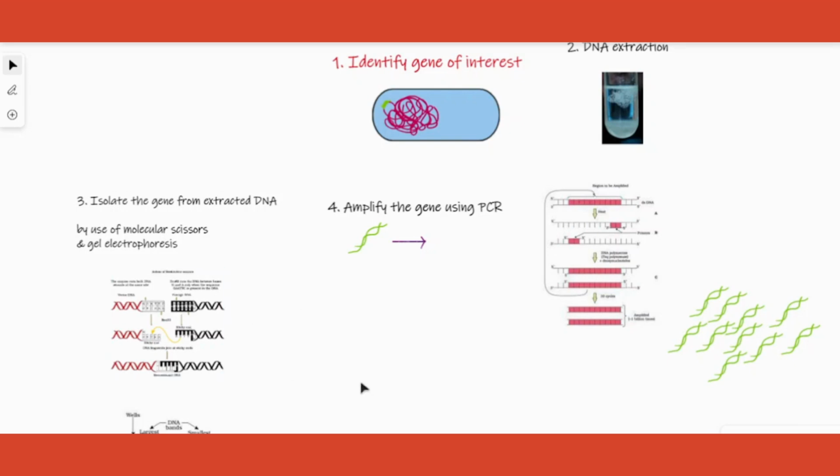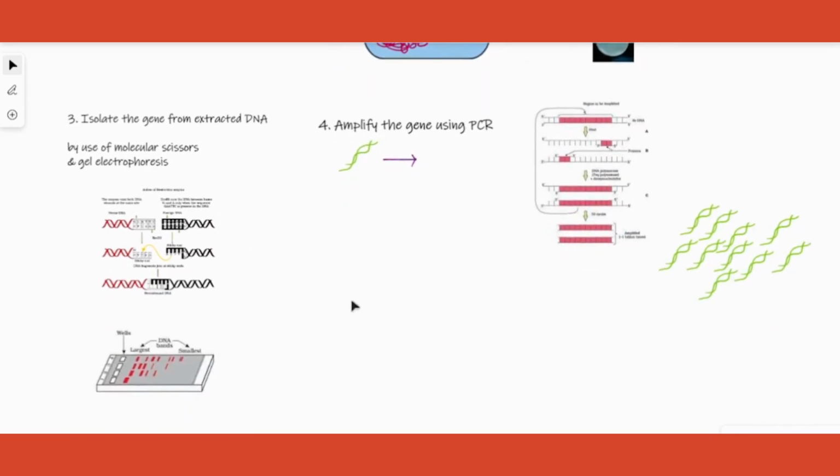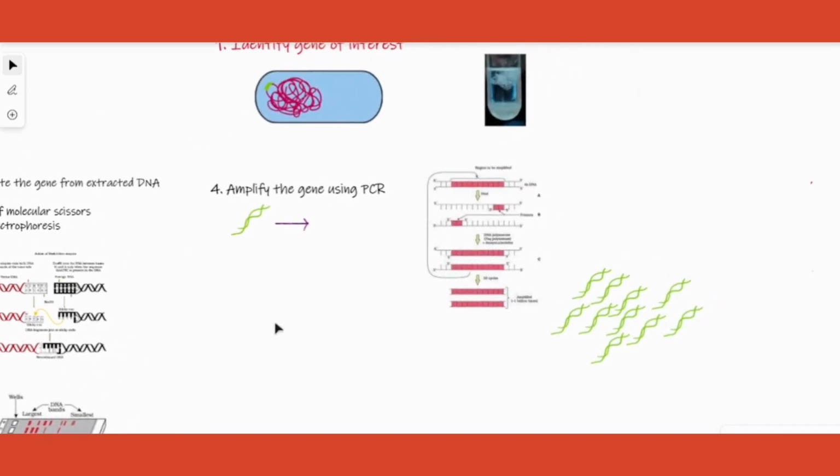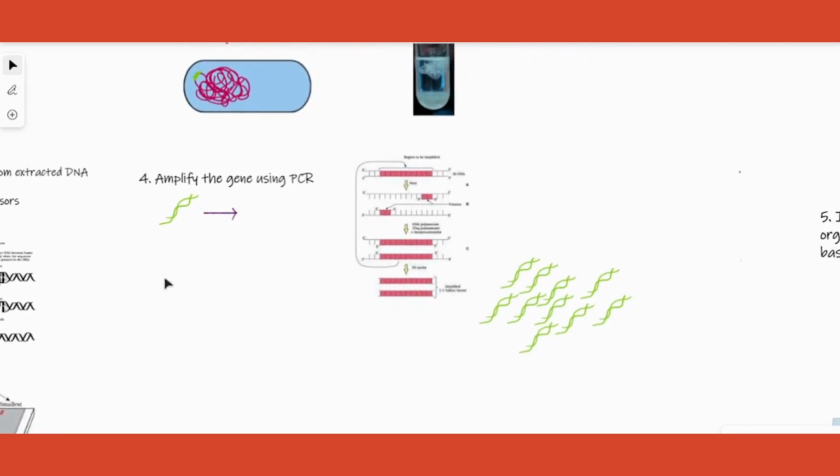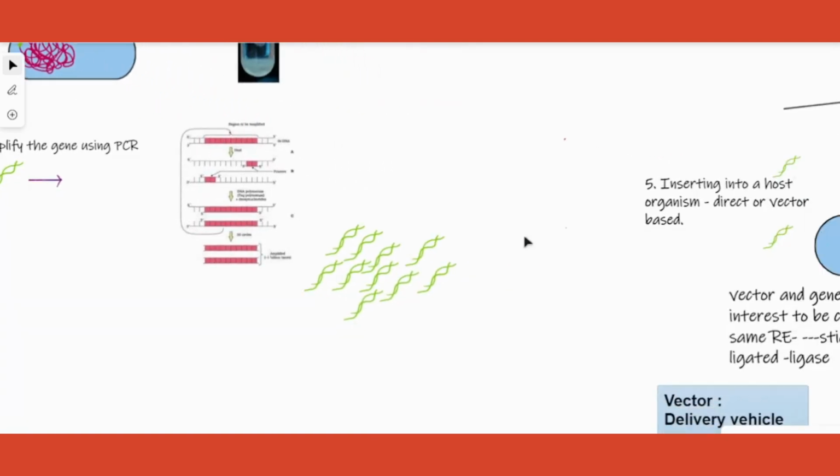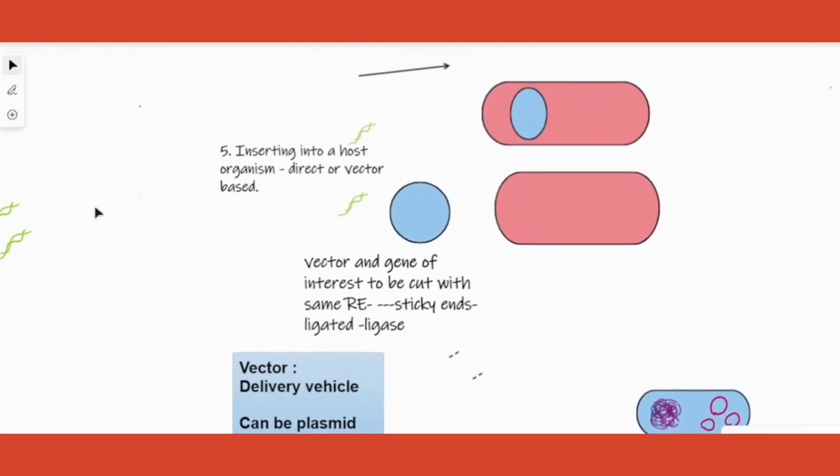I hope you have understood all these steps from the previous videos. If you haven't watched the previous videos, please go through that so that you get an idea of what we are talking about. Okay, now we have our gene of interest, which is only one copy, which is not enough for us. We need to have multiple copies of that gene of interest. How do we get that? We used a technique called polymerase chain reaction or PCR, and we got multiple copies of our gene of interest. All right, let's start understanding today's concept now.